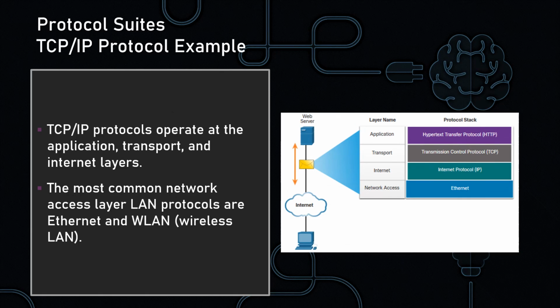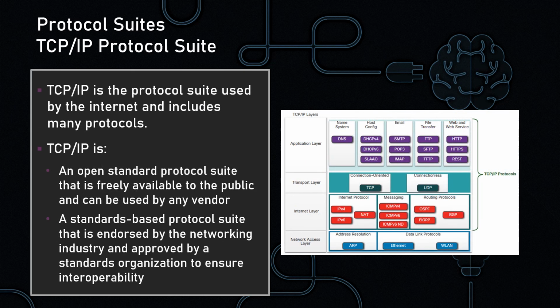Most TCP/IP protocols operate in a very limited space because these are focused on strictly interactions with the application, being able to transport things between networks, and transmission over the internet. The most common access layer protocols for LANs are Ethernet and WLAN. So Ethernet is the physical cabling that we would do for fiber optic or copper, and then WLAN is our wireless LAN communication. TCP/IP is used by the internet as a whole and includes a number of different protocols.